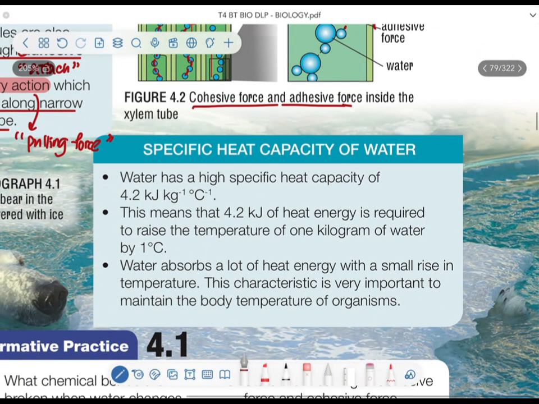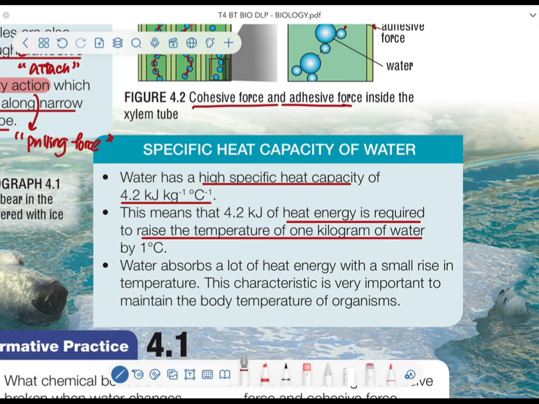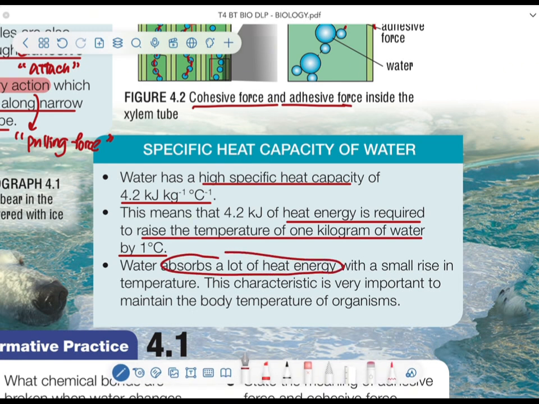So the last chemical property of water is specific heat capacity. Water has a high specific heat capacity, which is 4.2 kilojoule per kg per degree Celsius. So what is meant by specific heat capacity? It is the heat energy required to raise the temperature of 1 kg of water by 1 degree Celsius.